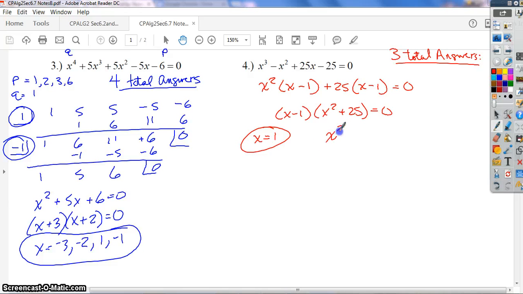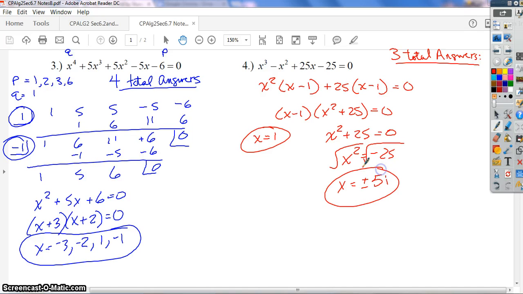So what happens is I set x squared plus 25 equal to 0 separately. I get x squared equals negative 25. And x is going to equal positive negative 5i because I'm going to take the square root of this. So my three answers are 1, and then my two imaginary, positive 5i and negative 5i. Like we were saying, imaginary numbers come in pairs, which is a good example here in 4. They came in a pair. So that's the front. That's the hard part of this section.